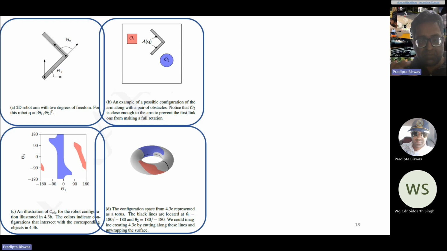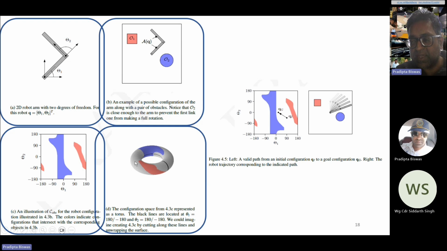But if we represent the configuration space in 3D, it will look like a torus. And this line is where theta 1 is equal to 180 degrees. If we cut open this torus and make it flat on the surface, we will get this shape. And on the surface of the torus, you can see that we are getting the obstacles like this. So any motion planning will be finding a set of points on this torus surface, just like here, where we have 2 points, Q1 and Q2. So these are angles. These are not Cartesian XYZ points in the robot workspace.